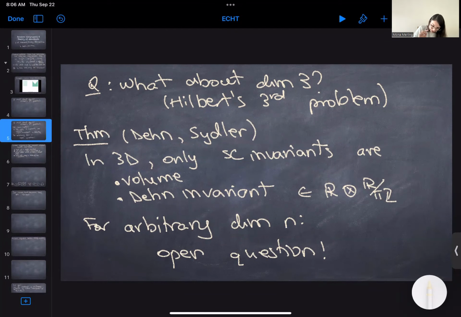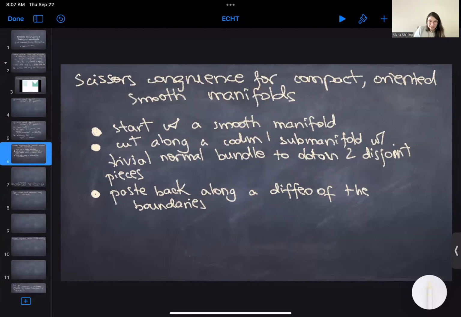Sorry, the punchline is that this is still an open question. Okay, so going to manifolds, I'm going to talk about compact oriented smooth manifolds. We can drop oriented, and we can do the same thing for unoriented manifolds.